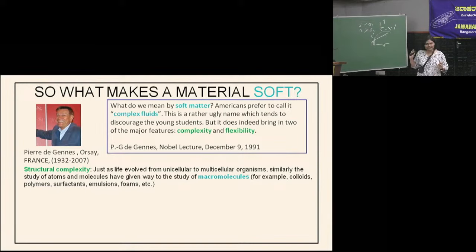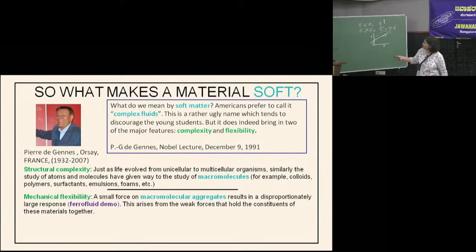So what is structural complexity? Just as life evolved from unicellular to multicellular organisms like us, from the paramecium to me, similarly the study of atoms and molecules has now given way to the study of macromolecules, big molecules. Initially you're looking at quantum physics, at ions and atoms. Now you're looking at me. I'm a structure made entirely out of those atoms and molecules. I'm a self-assembled, big piece of soft matter. That's what I am. And so that was complexity.